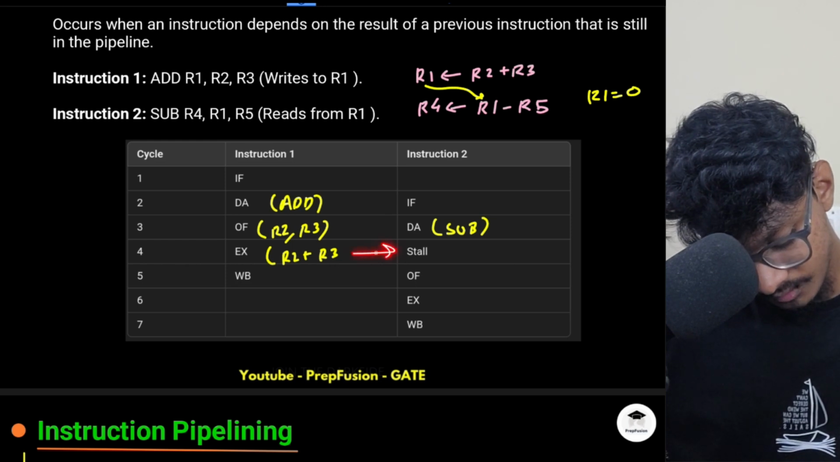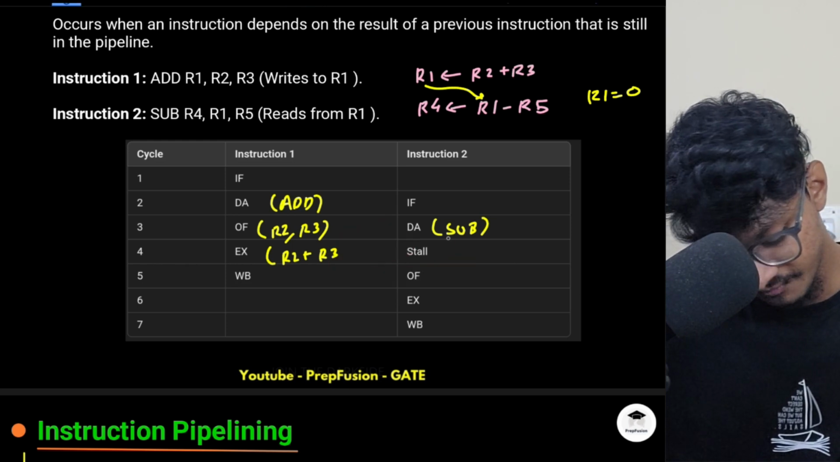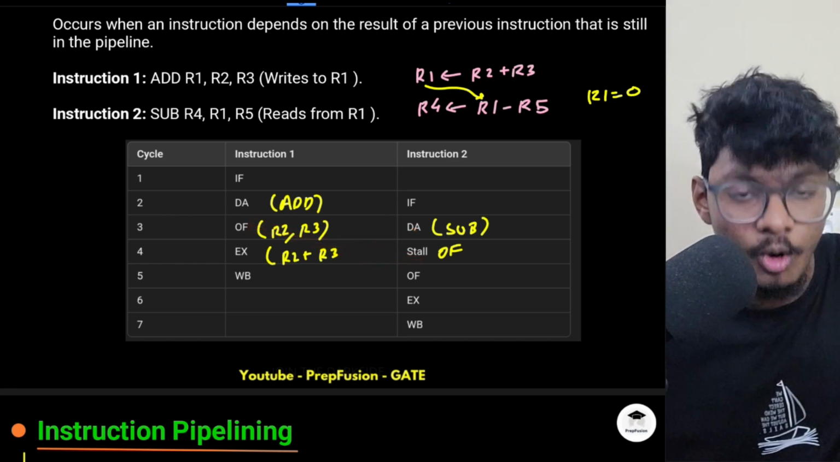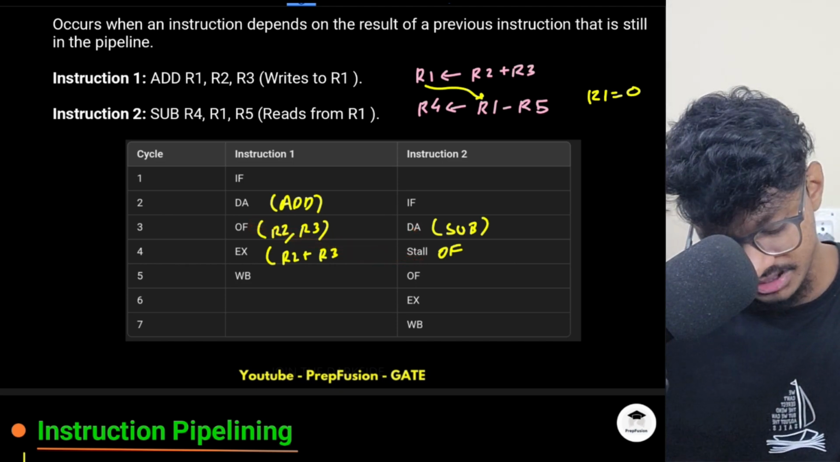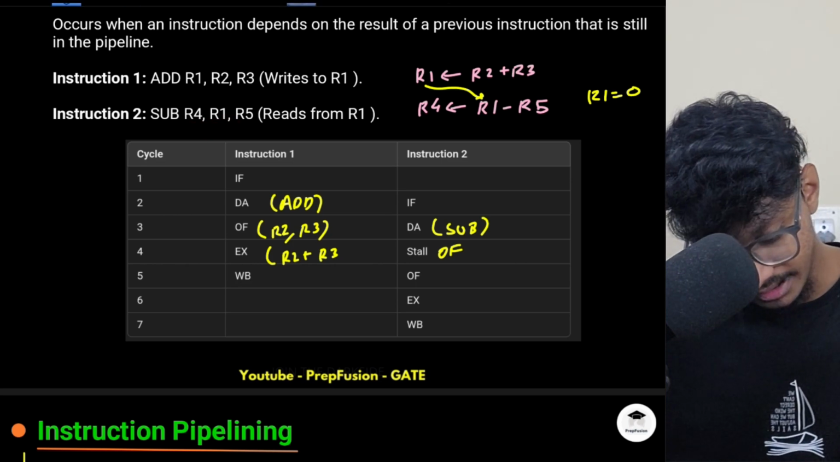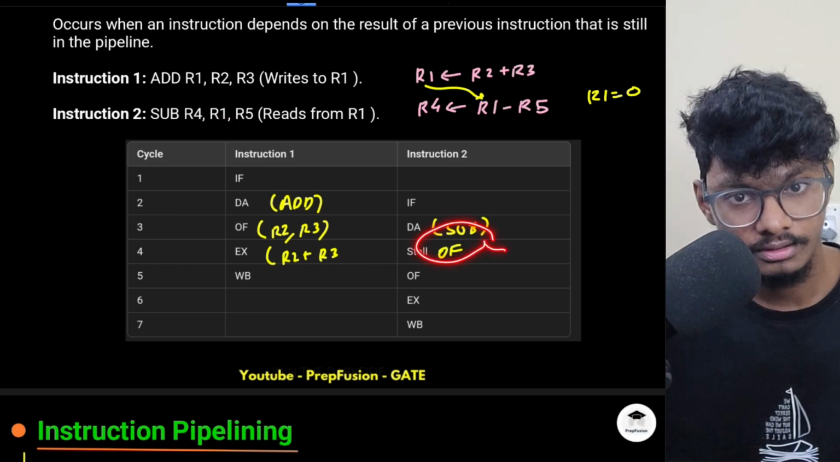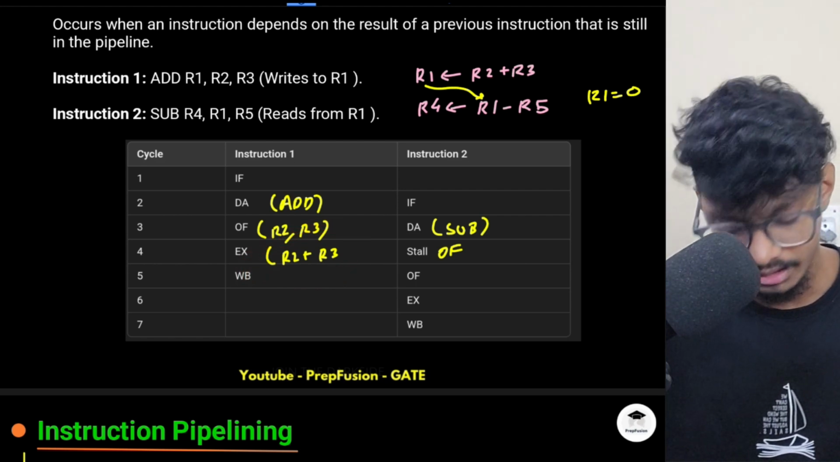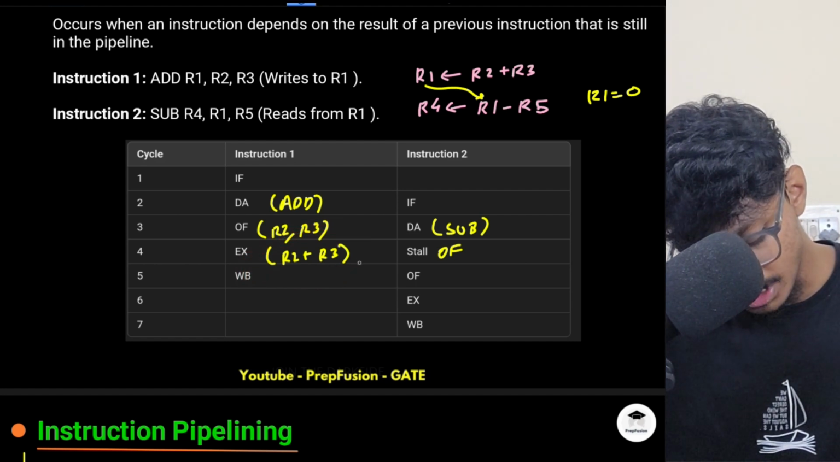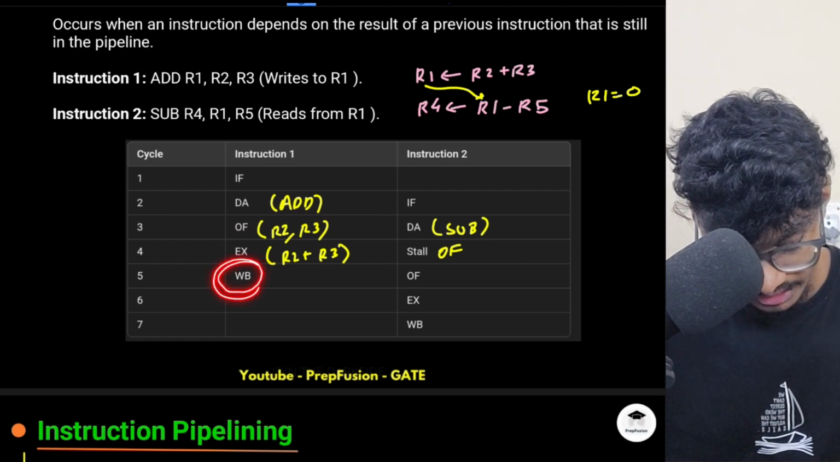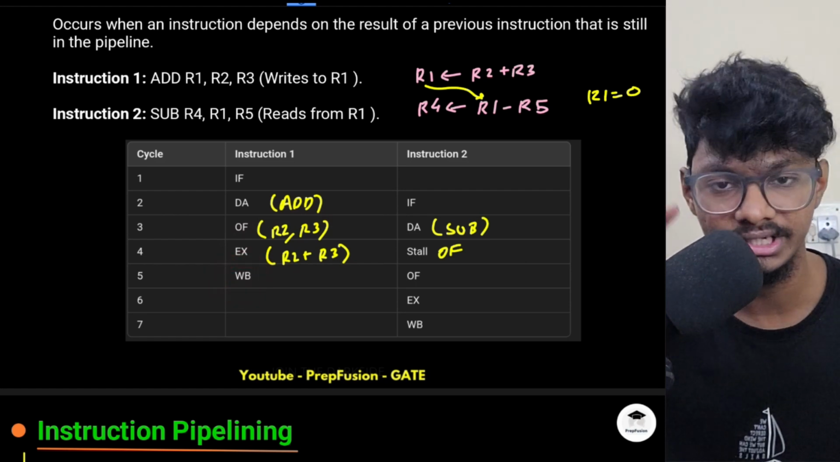Here, operand fetch was supposed to happen after decode. If I do operand fetch here, I will fetch the operands R1 and R5. What is the current value of R1? You will say it is R2 plus R3. I will say you are wrong, because I have not updated the value of R1 yet. Write back is the stage where I update the value of R1.